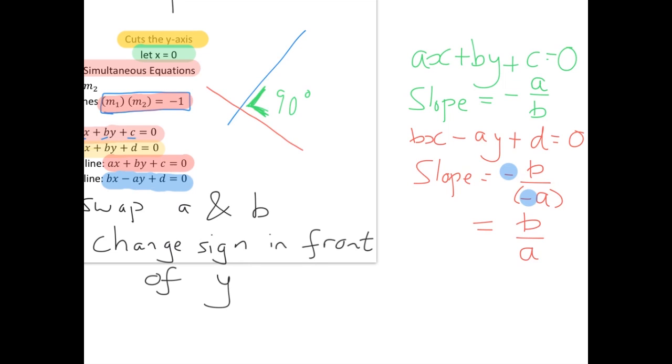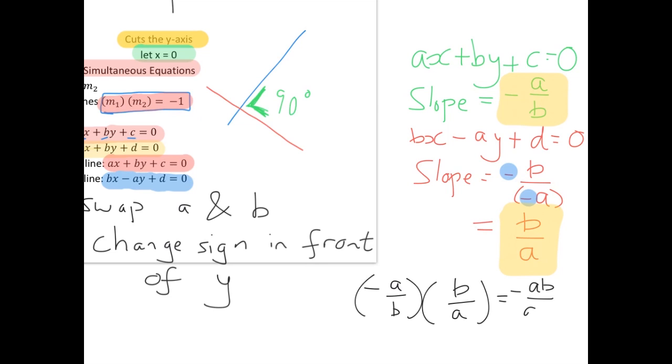So if we take these two slopes, minus a over b and b over a, and multiply them, then we will get minus a over b multiplied by b over a, which is equal to minus ab over ab, which is minus 1, the result that we wanted up here. We have a minus 1.